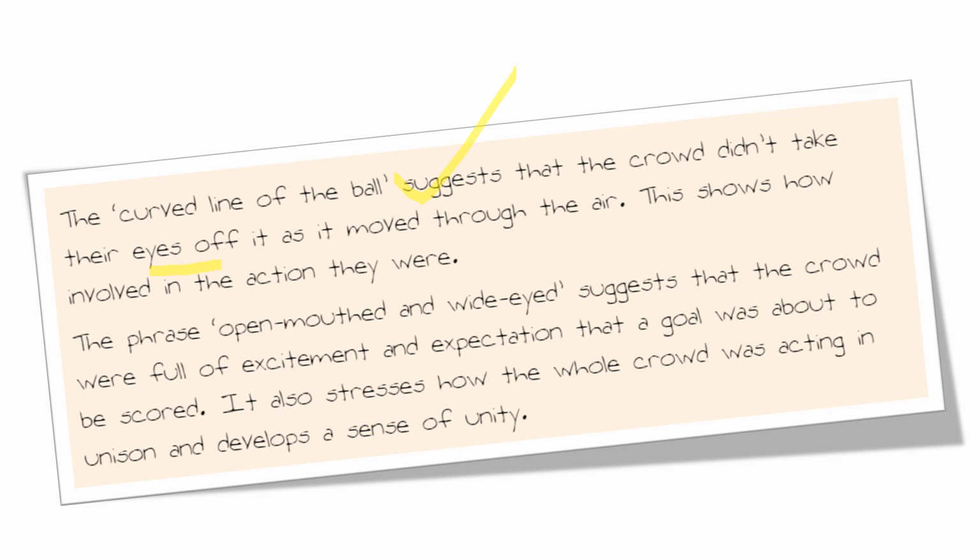Okay. Now look at the other example. The phrase "open-mouthed and wide-eyed" suggests that the crowd were full of excitement and expectation that a goal was about to be scored. It also stresses how the whole crowd was acting in unison and develops a sense of unity. So just by looking closely at that phrase, you can definitely draw many inferences and you can easily decode the questions based on language.